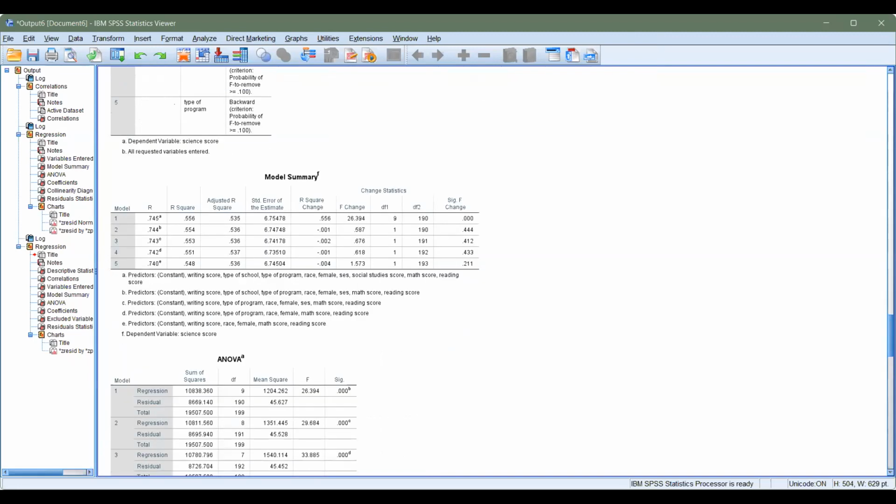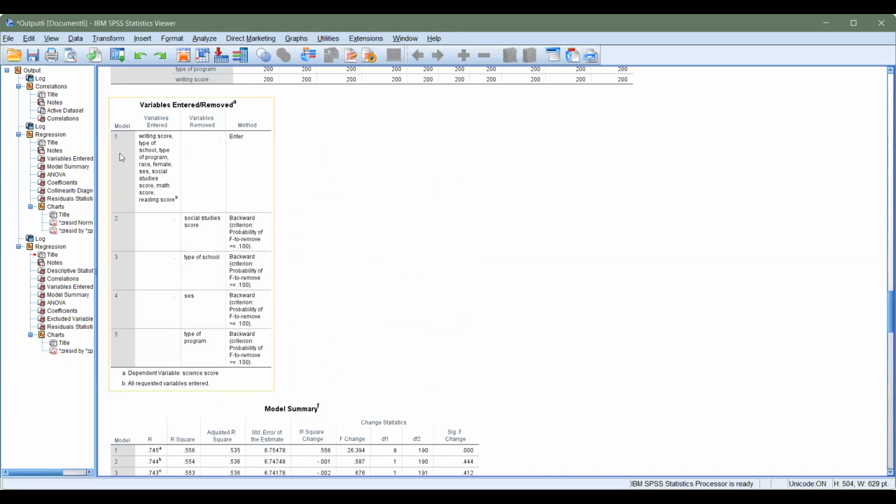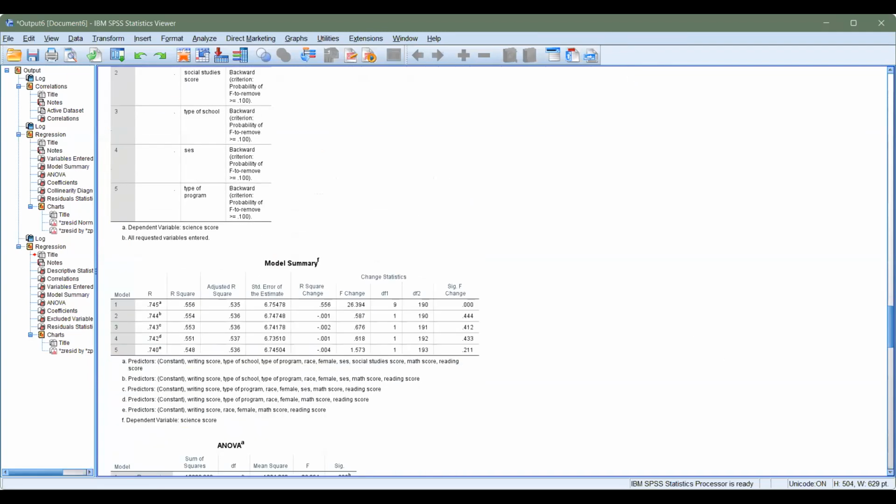Then if you go to the model summary, it is presenting 5 models: 1, 2, 3, 4, 5. Model 1 is using the enter method, which means it is entering all your scores and giving you the results. Second, it is removing your social study score and giving you the model. It is removing type of school and giving you a model, and the rest of the variables are there. So let's see the model summary.